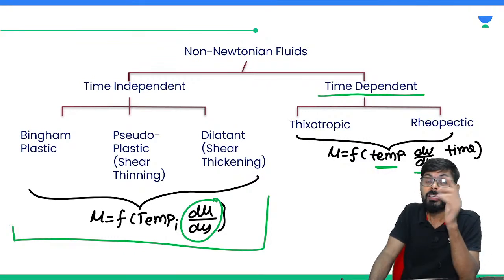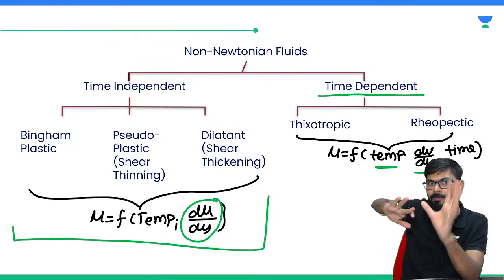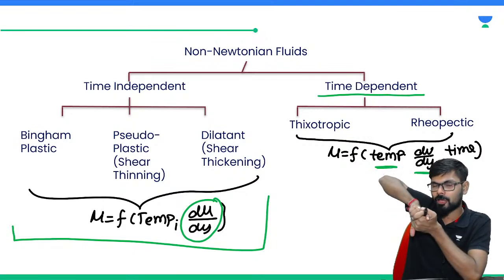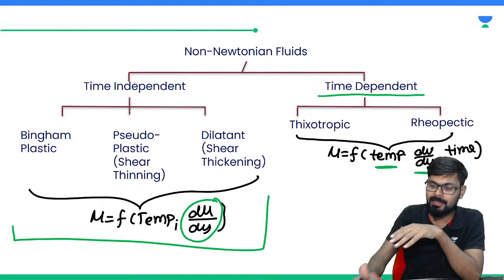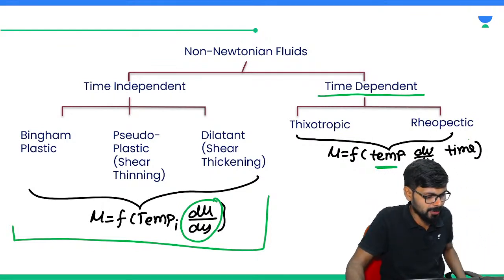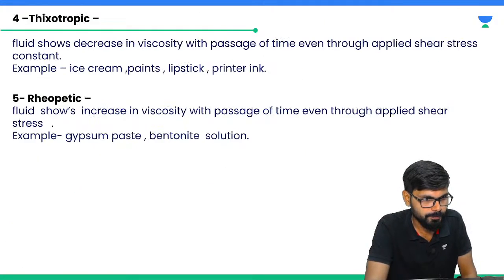It will be some value but constant value. Some temperature is there and I am applying a constant du by dy. Then I will see what is the effect of time. What is the effect of time? Clear? Please listen here carefully.